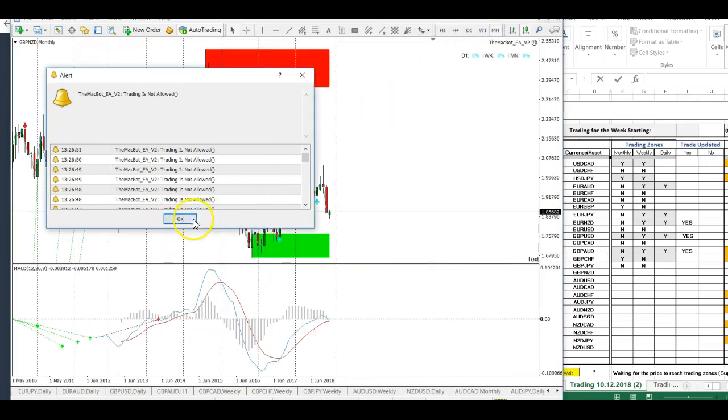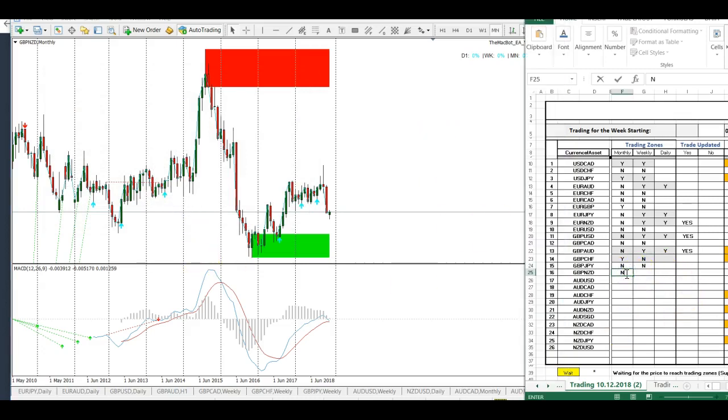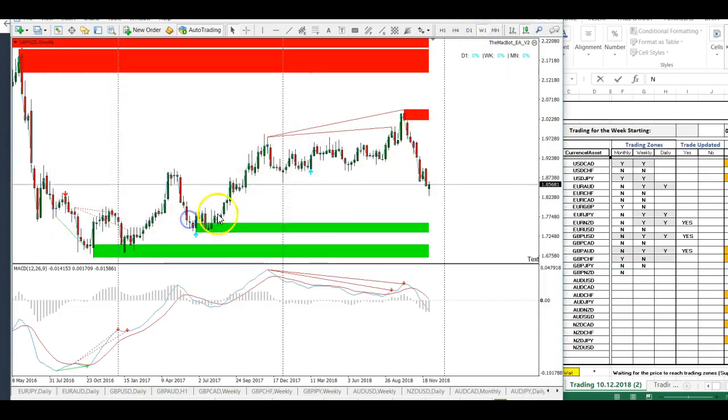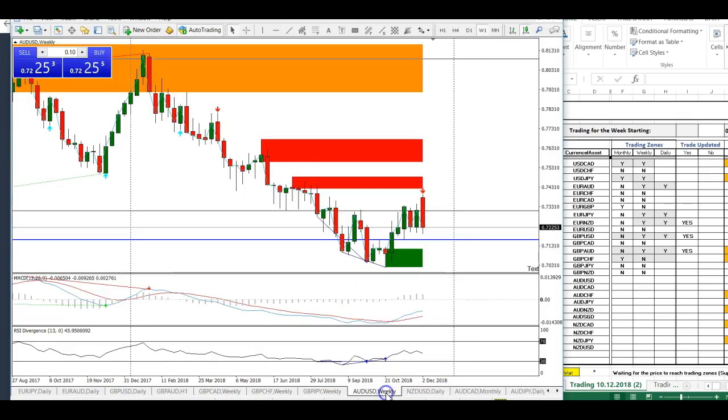Sometimes it's just to flick through the time frames. Are we at a monthly? No. Are we at a weekly? No. So no trade. Next, Aussie.